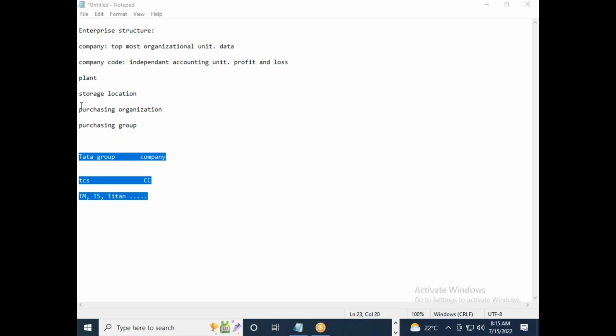Now, what is the definition of a plant? A plant is a place where the manufacturing activities are taken care of. What is the meaning of manufacturing activities? Can someone please tell me what is the meaning of a manufacturing activity?